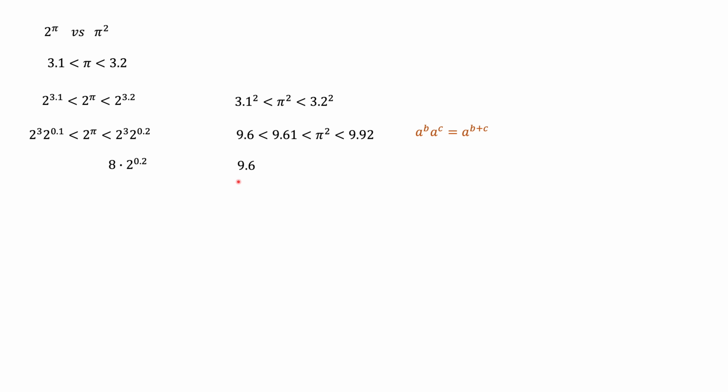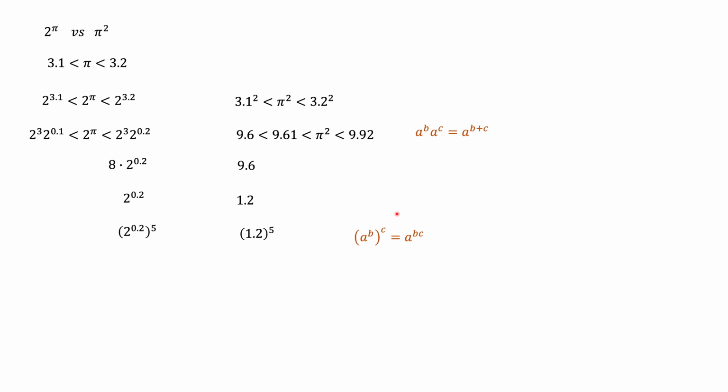We're gonna divide both of these numbers by 8. We can do that because when we divide numbers by a positive number, whatever inequality we had here, the same inequality we're going to have after the division. And after the division, we're going to get 2 to the power of 0.2 on the left and 1.2 on the right. The next thing we're going to do, we're going to apply a power function, x to the fifth power, to both of these numbers. X to the fifth power is monotonically increasing function, so inequality is going to be preserved.